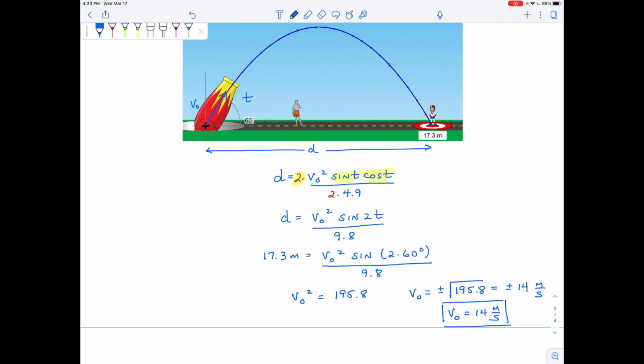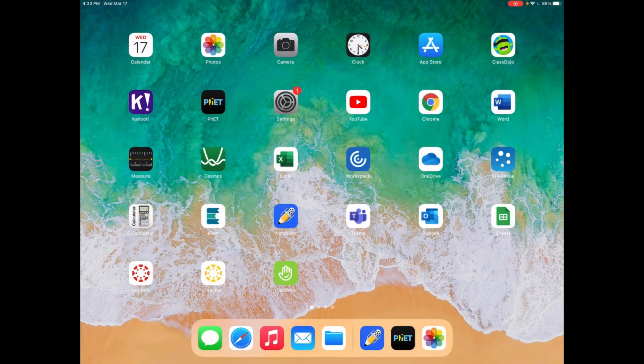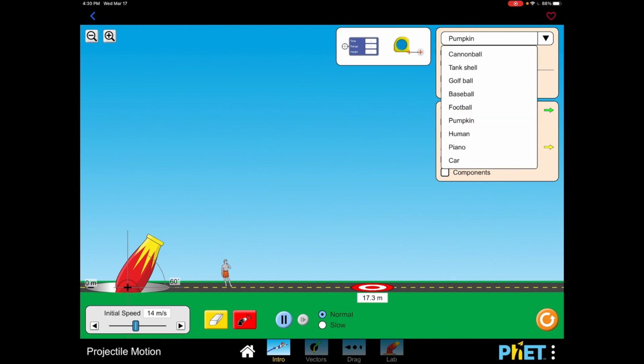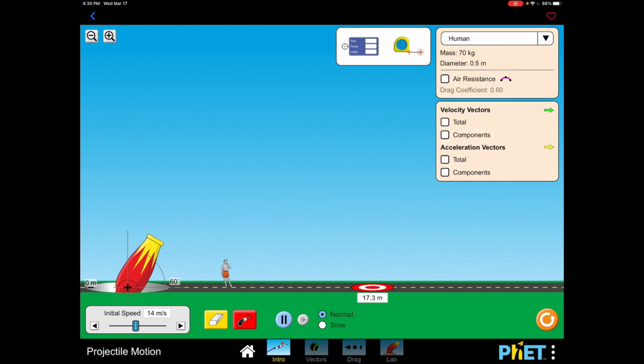And we can actually check that with the simulator that was used in the diagram. We go in and we have the bullseye set at 17.3 meters. If I move the initial speed to 14, and we're going to actually fire, let's see here, we had the girl there. We can fire the girl. She would be the human. And hit fire. And there she goes and lands right on the bullseye.